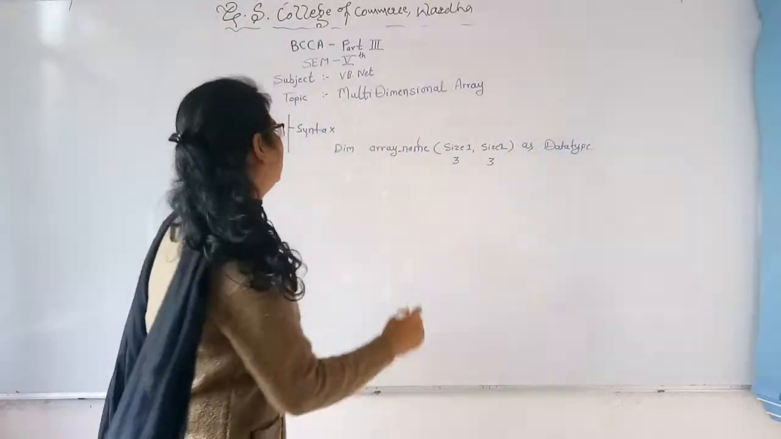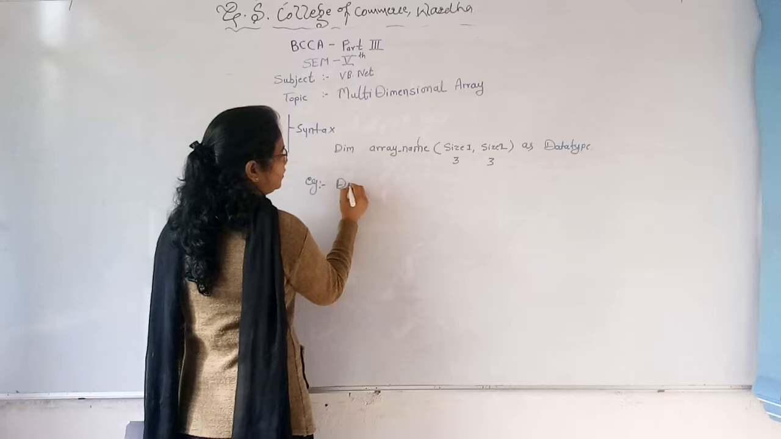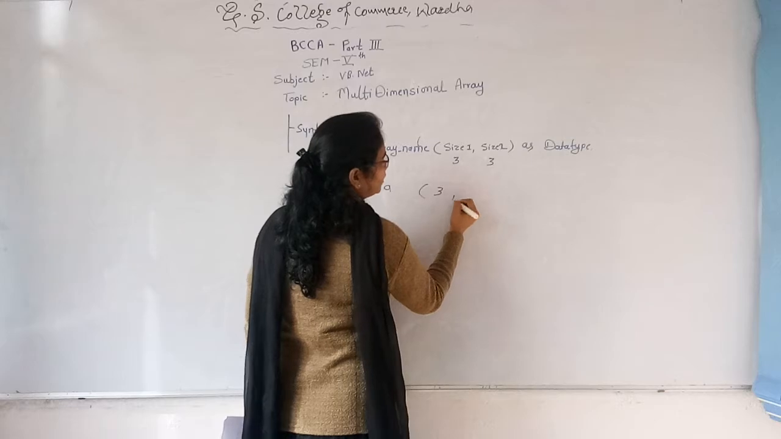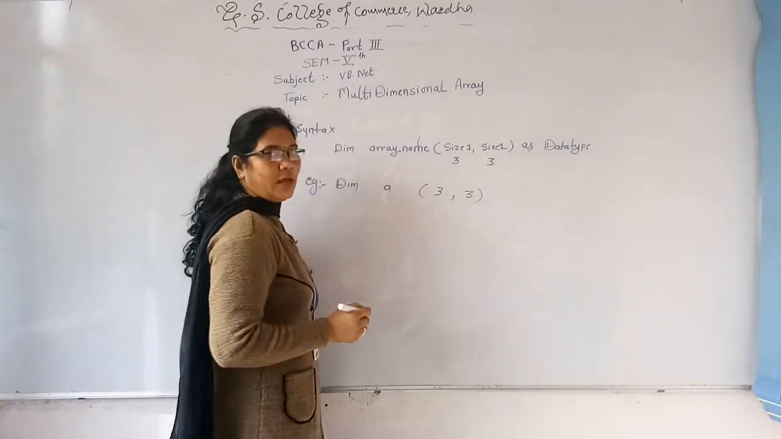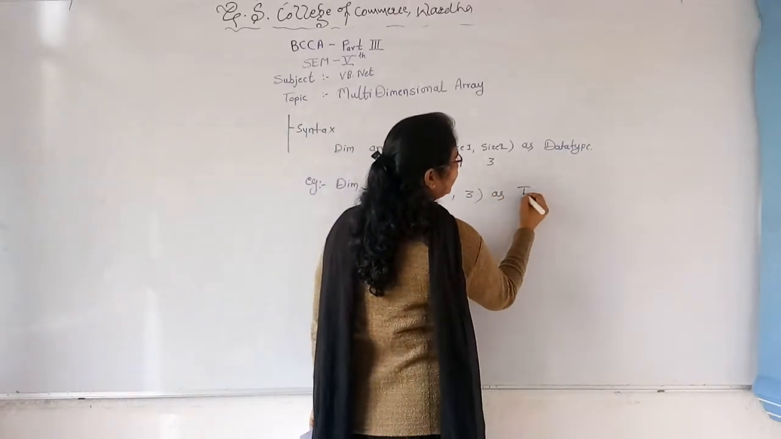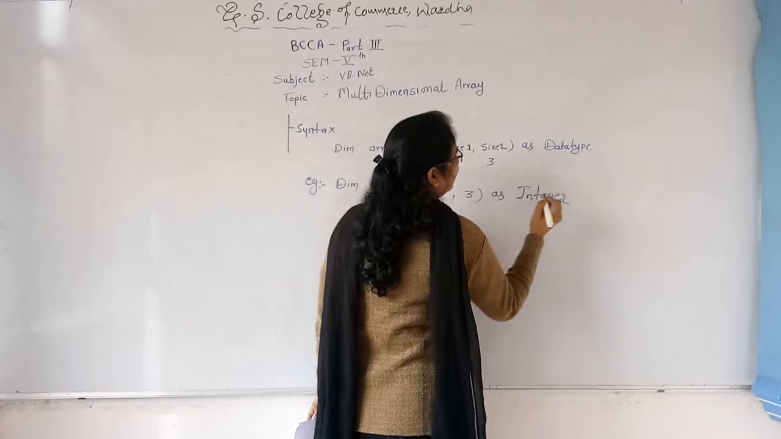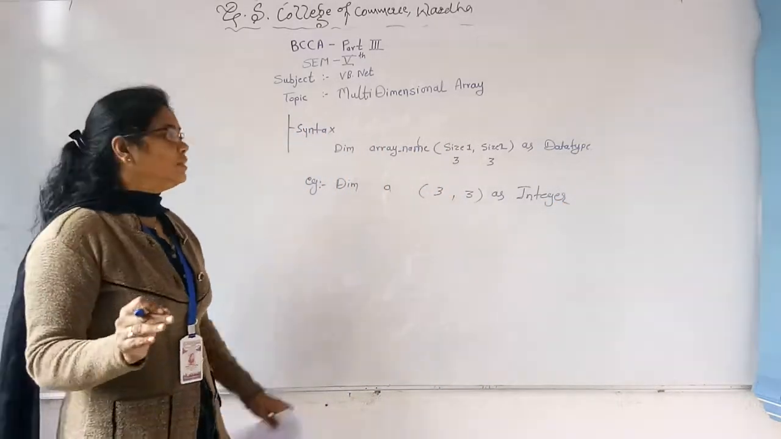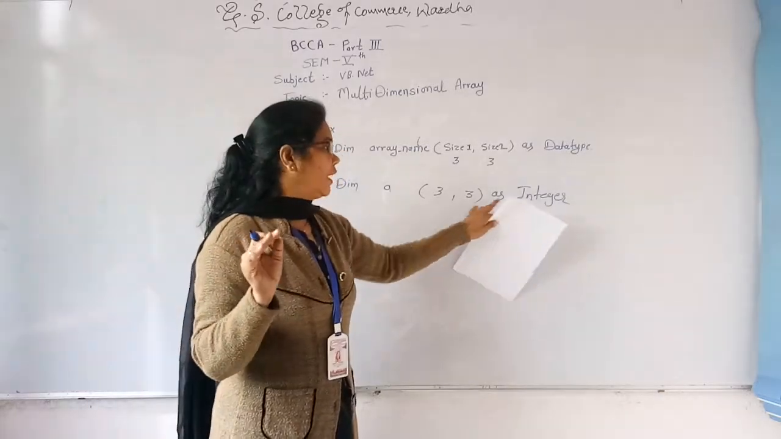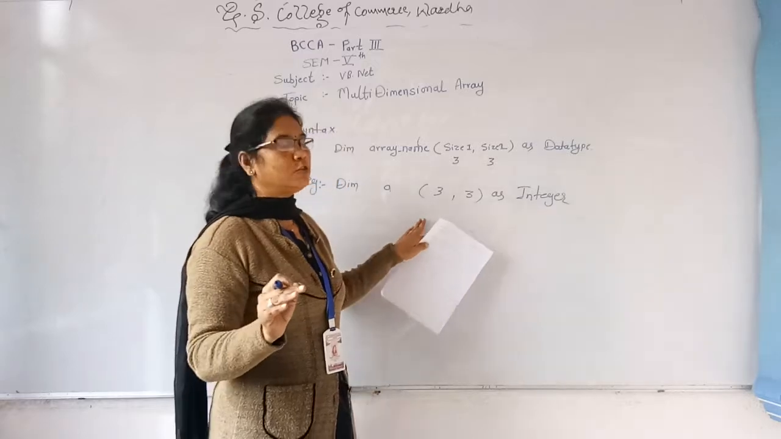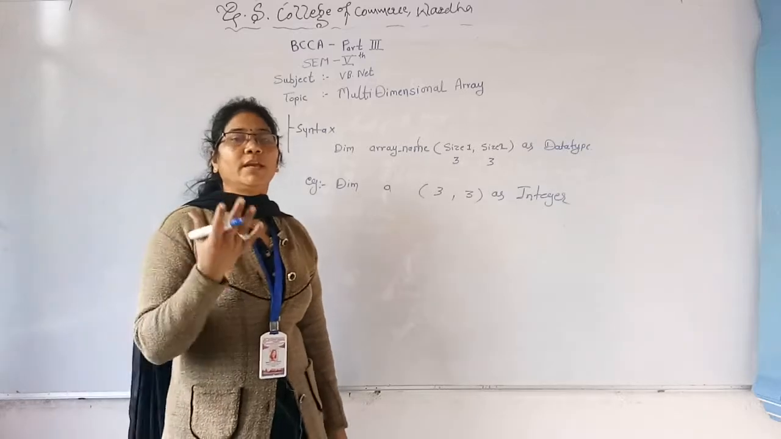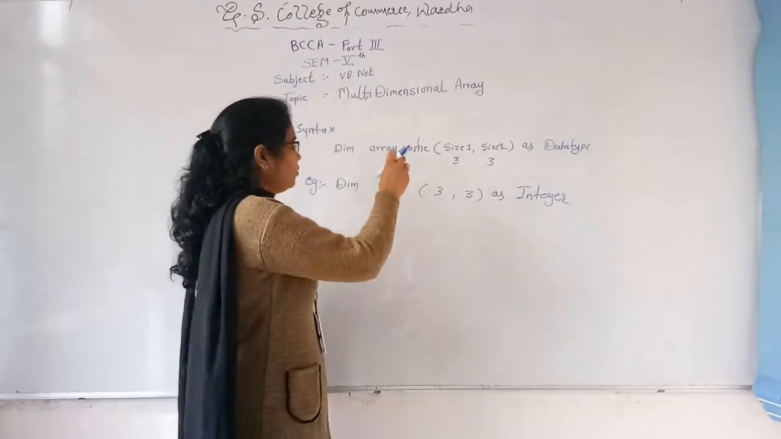Now, an example. I consider the array name as A, with size 3 by 3, that means I created a 3 by 3 matrix here. Then As Integer, here I use the data type integer, that means 9 elements of integer type can be stored in array A. Then the initialization: how can we initialize the elements of the array?